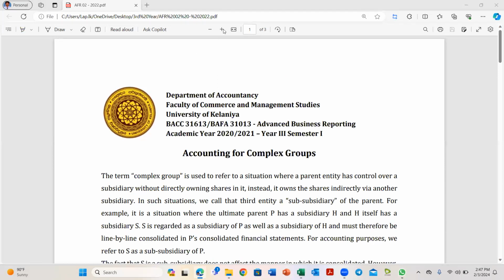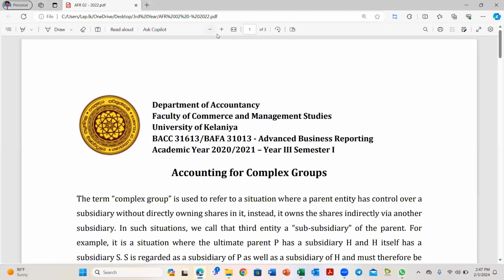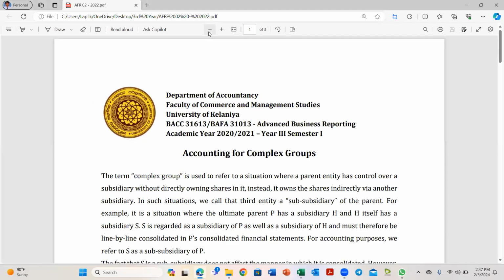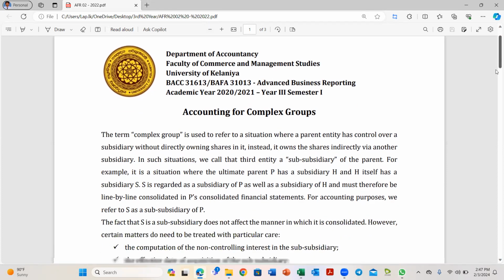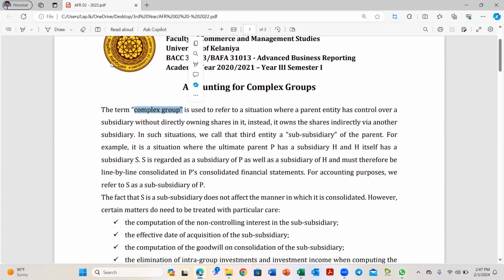I think accounting for complex groups. As previously discussed, we have two types of group structures. It can be either a vertical group or a mixed or D-shaped group. The term complex group is used to refer to a situation where the parent entity has control over a subsidiary without directly owning it, right? Instead, it owns the shares indirectly via another subsidiary.